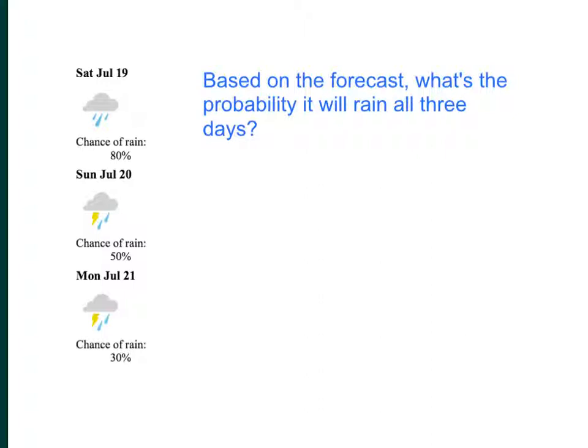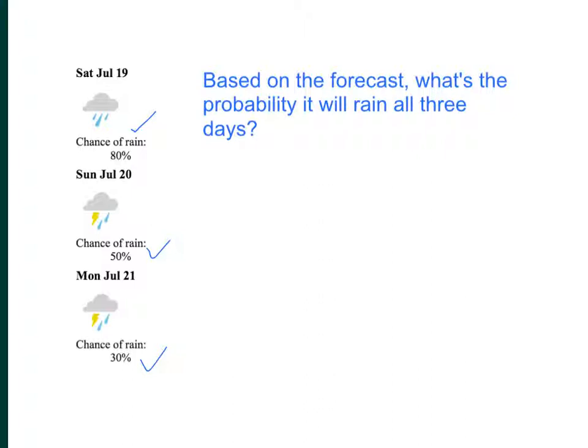So what I have here is something your app on your phone might tell you for the next 3 days, a weather forecast. So I've got the chance of rain each day. So notice Saturday, July 19th, chance of rain of 80%, then 50%, then 30%. And my question is, based on that forecast, what's the probability it will rain all 3 days? So you might look at that and say, oh man, it's going to rain every day for the next 3 days. But let's look at the probability.